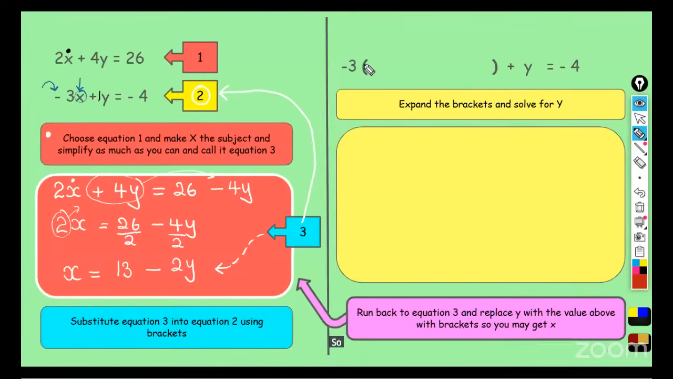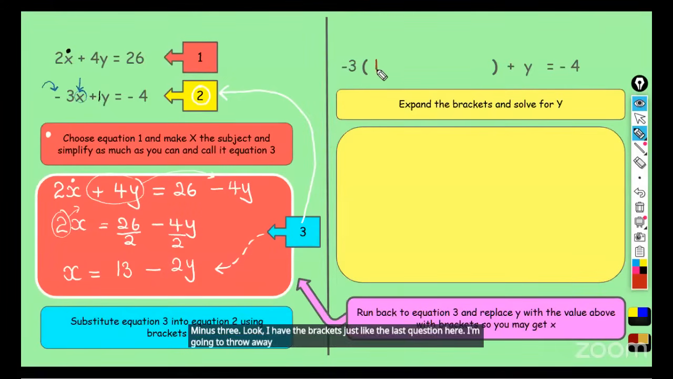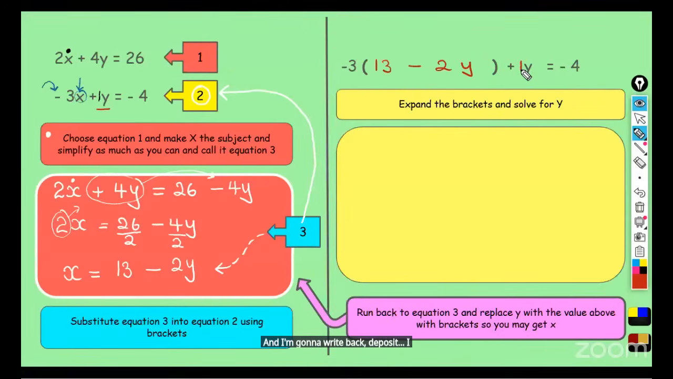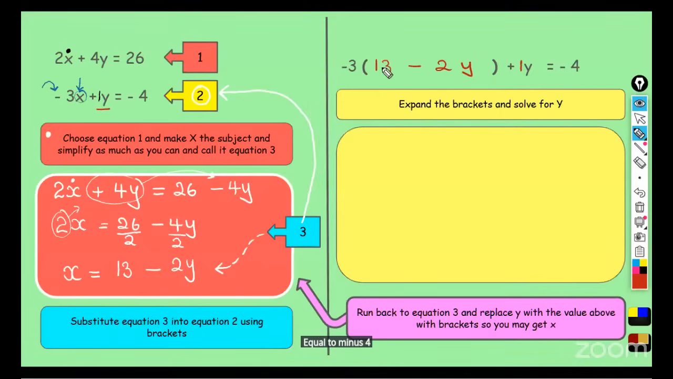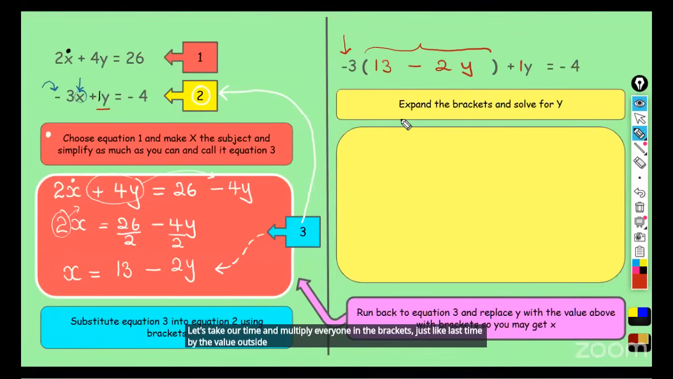So, minus 3. Look, I have the brackets just like the last question here. I'm going to throw away the x and replace him with 13 minus 2y. And I'm going to write back the 1 here. Remember, the y has an automatic 1 in front. When a letter doesn't have a number, you have to put in the 1, right? Equal to minus 4. Let's take our time and multiply everything in the brackets, just like last time, by the value outside. What value is outside?